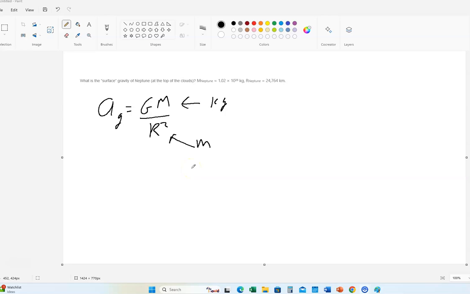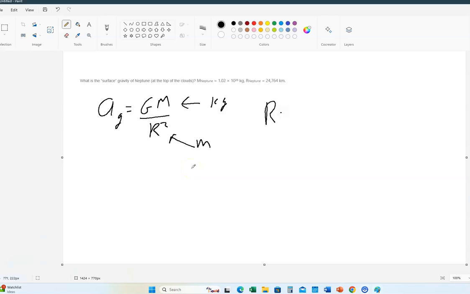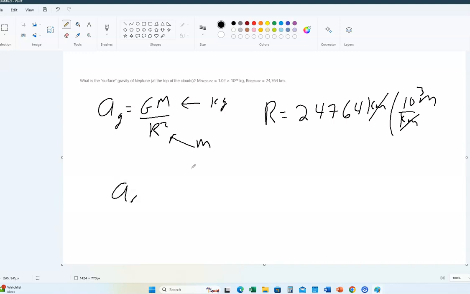So here's the radius. R is equal to 24,764 kilometers. And we know that in 1 kilometer, there are 10 to the third meters, right? So the kilometer part cancels. And so this is really easy if you just plug everything in now.